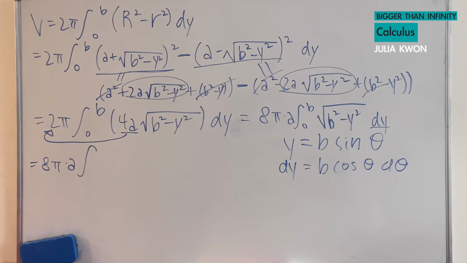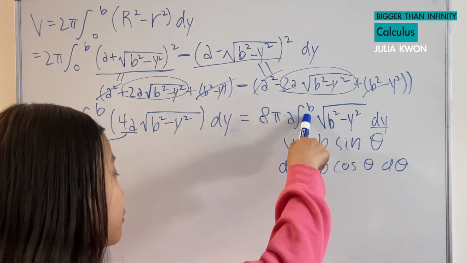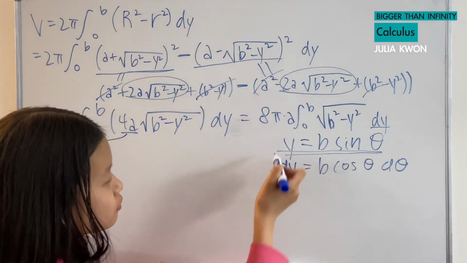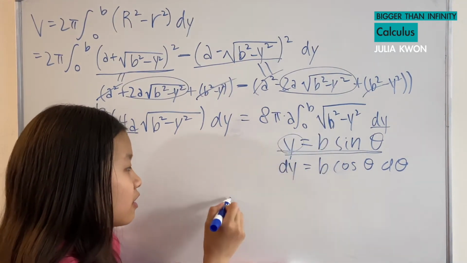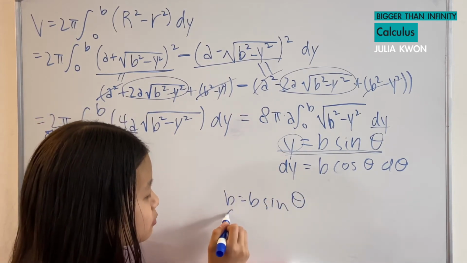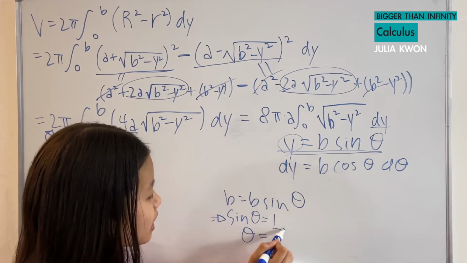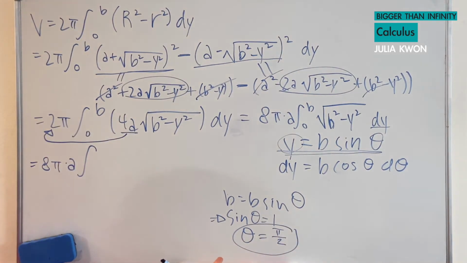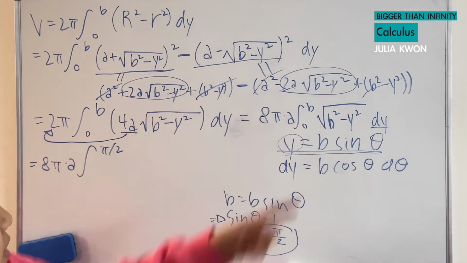Okay, and also since we're substituting, we will also get new intervals. So y is equal to b, so we're going to use this to find our new interval. If we put b for y here, then we'll have b is equal to b times sine theta. Divide b on both sides and we just have sine theta is equal to 1, which means that theta is equal to pi divided by 2. And we're going to replace that instead of having just b.